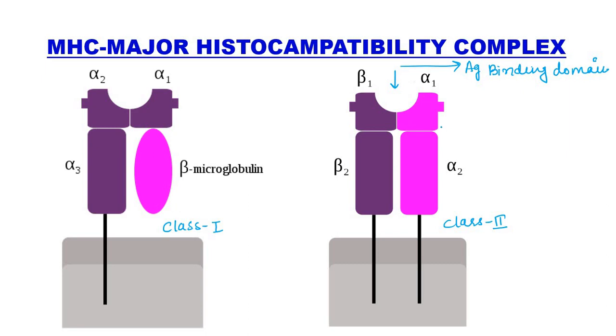And I have already told you that there are a total of 2 polypeptides, that is the alpha chain and beta chain. In case of class 1, the antigen binding domain will be between the alpha 1 and alpha 2, and this is the microglobulin chain. The bonding between the alpha and beta is mainly what? That is the non-covalent binding. The T cells with which this MHC class 1 will be interacting is TC, and here it will be the TH cell, and they are present on APC, and this will be present on the nucleated cells.